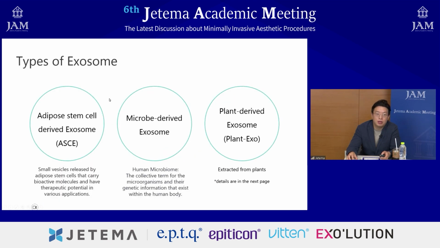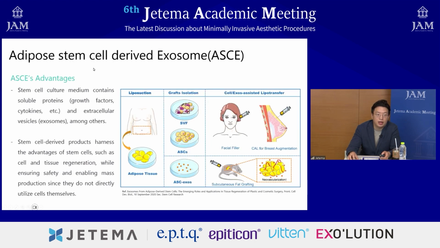There are 3 types of exosome so far. The famous one is adipose stem cell derived exosome. The second one is microbe derived exosome, from the human microbiome. And the third one is plant derived exosome, which is quite the future trend. ASCE comes from liposuction: we get adipose tissue, and from these cells we get exosome. So it is from the human.